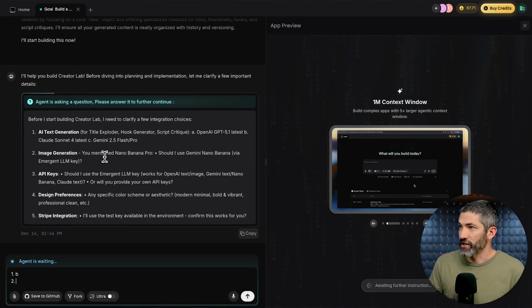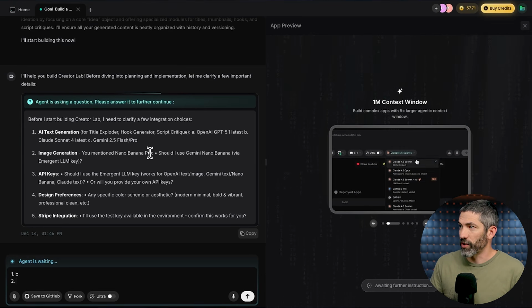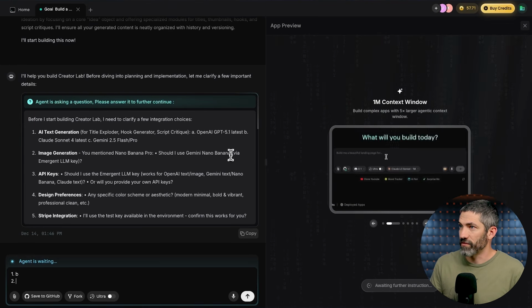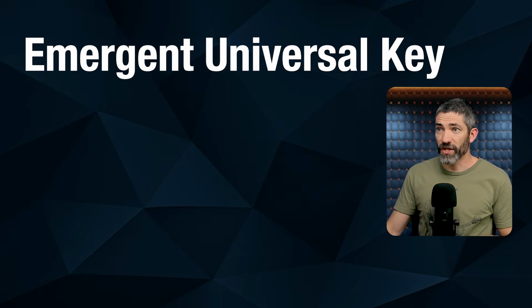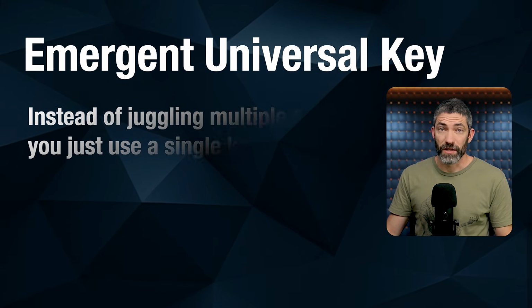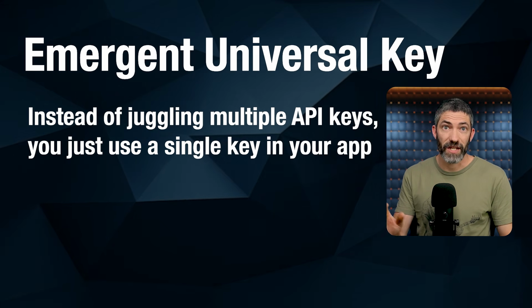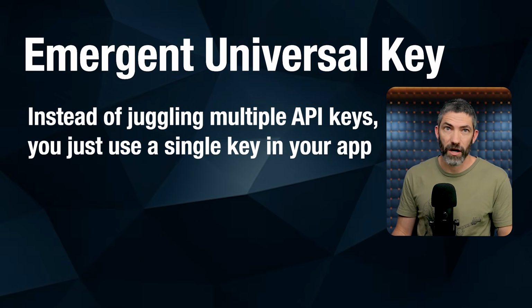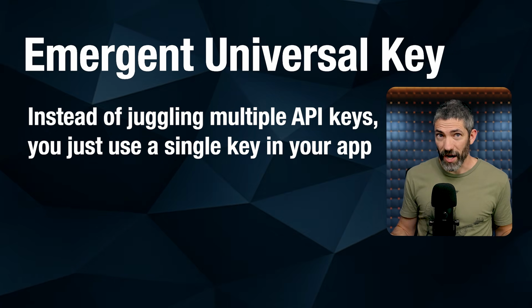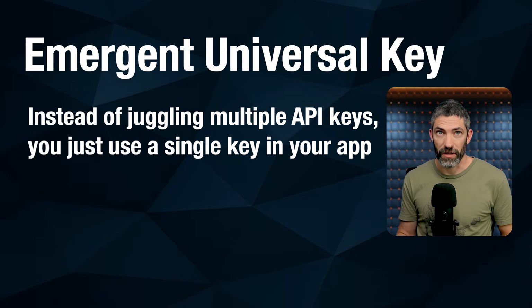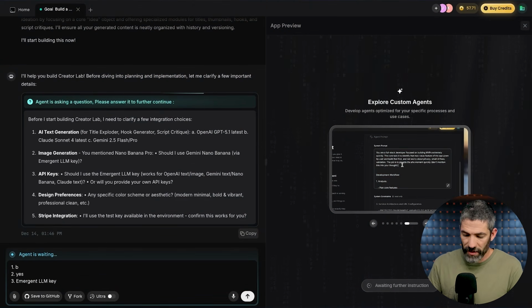Then for image generation, it says, you mentioned Nano Banana Pro. Should I use Gemini Nano Banana via Emergent LLM Key? So Emergent has universal LLM keys. This makes it much easier. It just gives you instant access to tools like OpenAI, Claude, Gemini, and a lot more, with no API setup. You don't have to go find and use your own key. I will say yes. Basically the same thing on number 3.